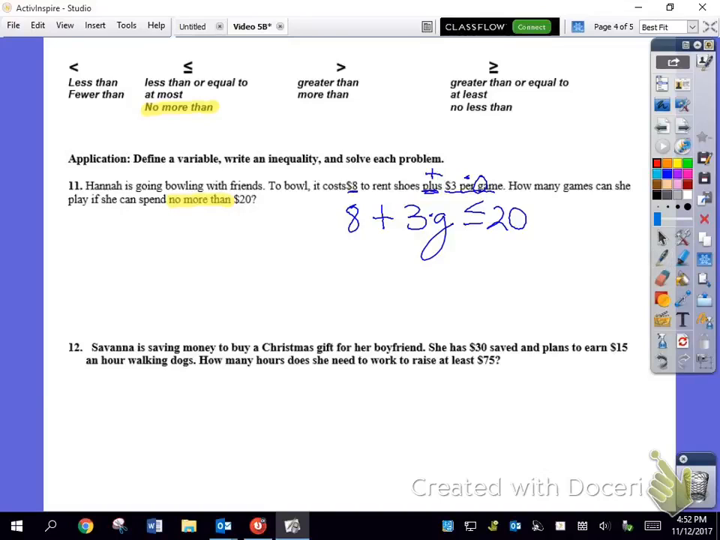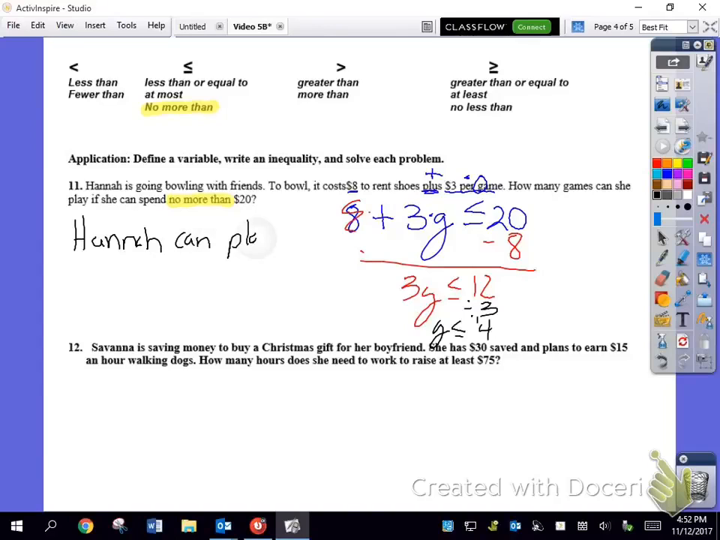Now we're going to solve. So the opposite of 8 is minus 8. So 3g is less than or equal to 12. The opposite of multiplying is to divide. And I am not dividing by a negative, so I do not change. So Hannah can play 4 games or less. You know, if she's having a great time, she can play 4 games. If bowling is not her thing, she broke a nail, or she hurt herself, or just didn't feel very successful in it, she may just want to play 1 or 2 games, but she can play up to 4 games.